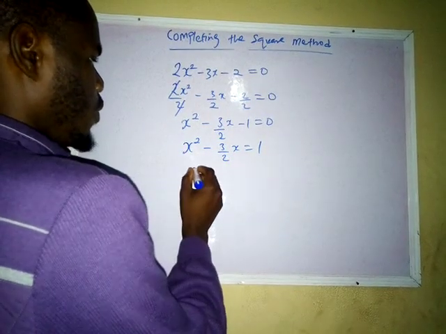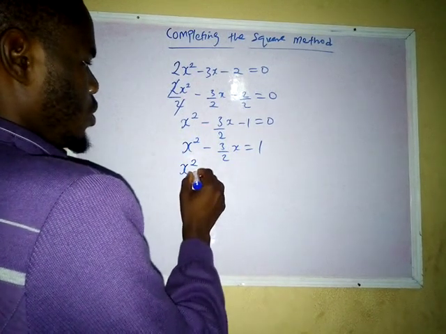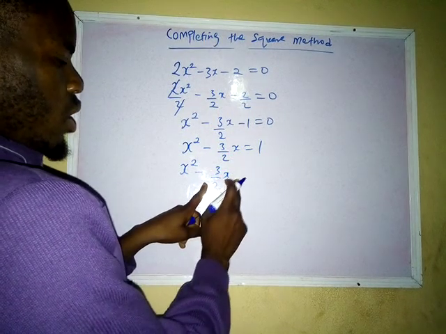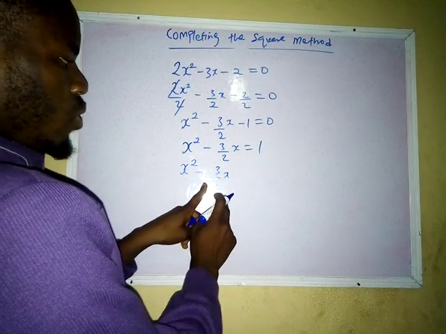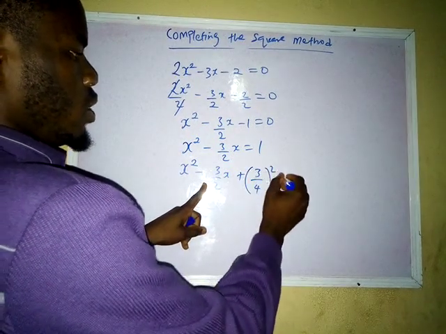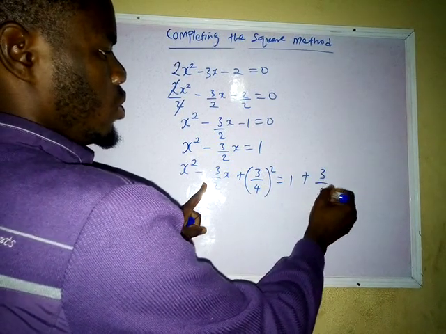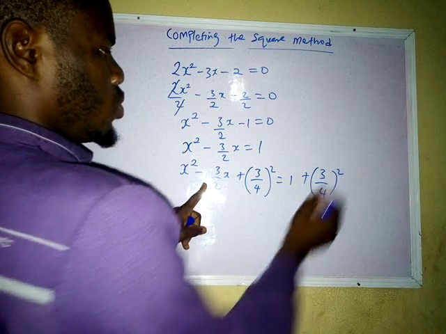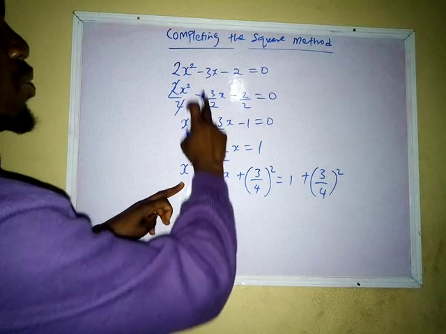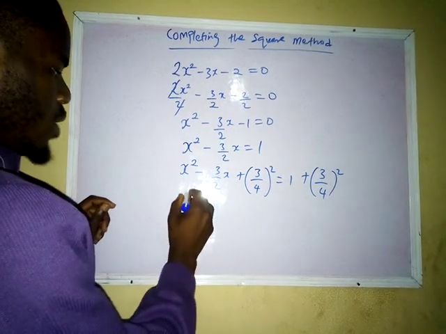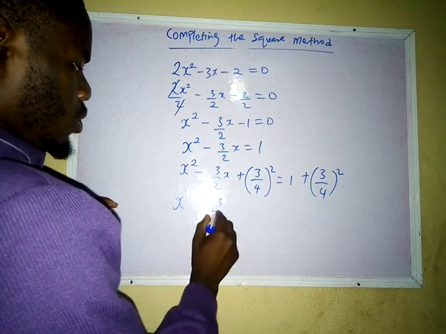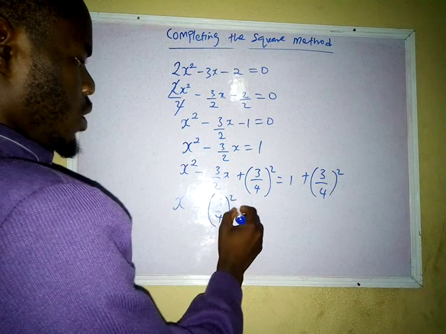So we are going to have x squared minus 3 all over 2x, then the half of 3 over 2 is 3 over 4, so if we square it, we're going to have 3 all over 4 squared, which is equal to 1 plus 3 all over 4 all squared. Now we're going to pick the one with the squares here, maintaining this sign like we said previously. Then we are going to have x minus 3 all over 4 all squared is equal to 1.